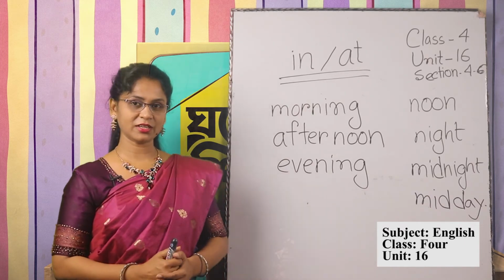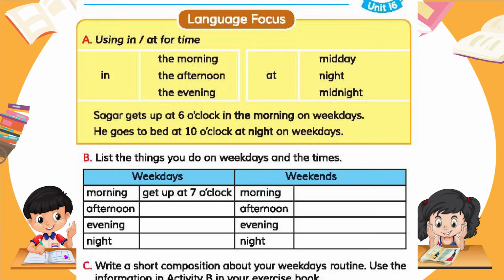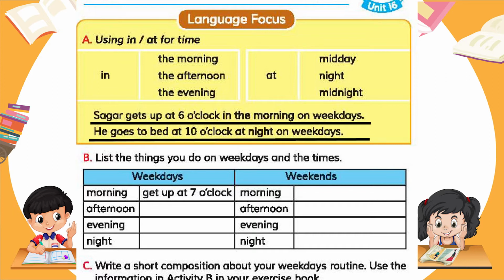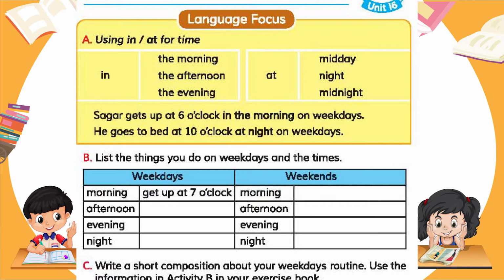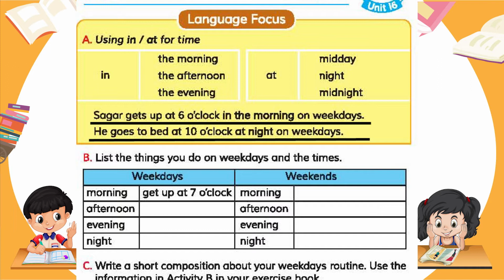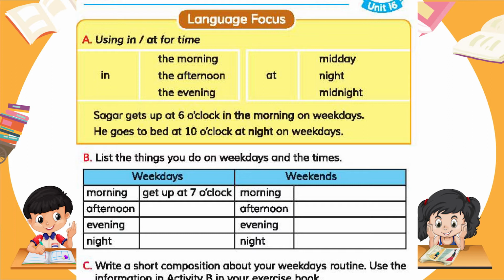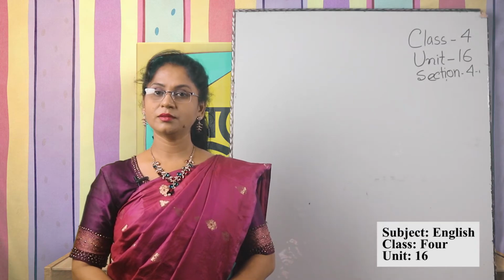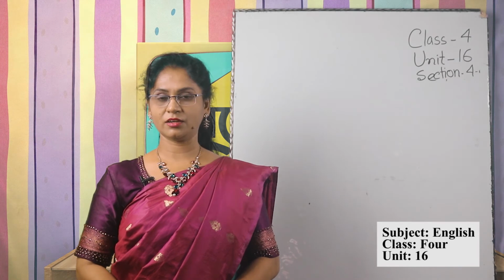And you can find two examples here, that is Shagor gets up at 6 o'clock in the morning on weekdays. He goes to bed at 10 o'clock at night on weekends. Okay students, for the last section, please listen carefully.